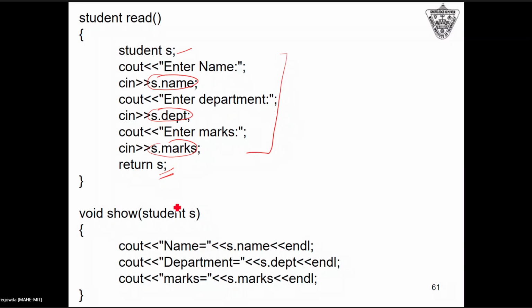So the student of 0 is copied into the S. If you say S dot name, the name will be displayed, the branch of the student will be displayed and its marks will be displayed. So this is how I can pass the structure to the function and also how I can return the structure from the function to the calling program.